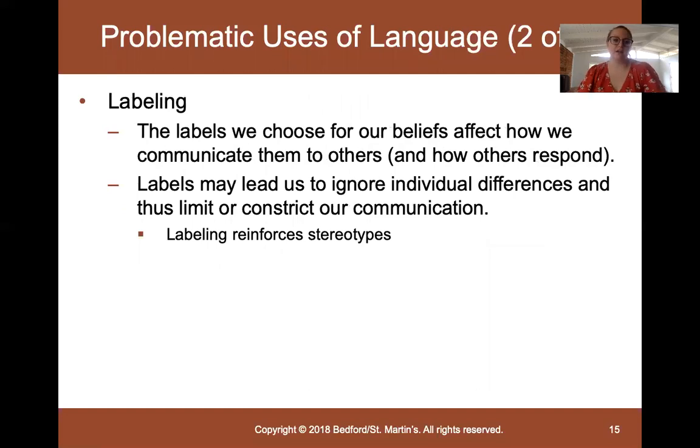All right, labeling. Labeling for our class is going to be the labels we choose for our beliefs and how to communicate them to others and how others respond, right? So labels may lead us to ignore individual differences, thus limiting or constricting our communication, right? If we label someone and put them in a box, we never really give them a chance to get out of that box. And then labeling could reinforce stereotypes, because you're just reinforcing the things that you know about that person through a label.